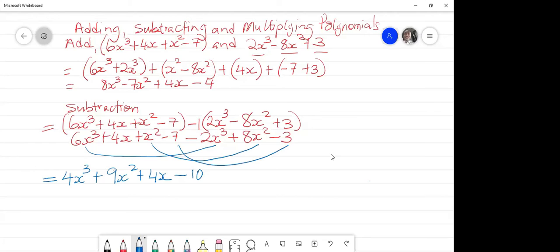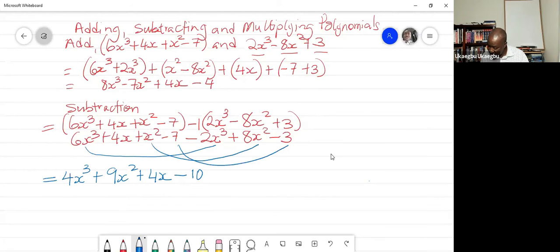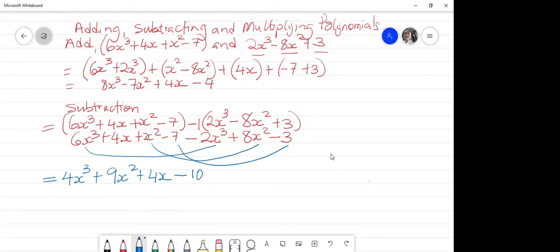Mr. Ukubu, the 9 has to be a negative 9. Let's see. No, it is not negative 9, it's positive. A negative plus a negative makes a positive. So it's a positive. Now look at this.